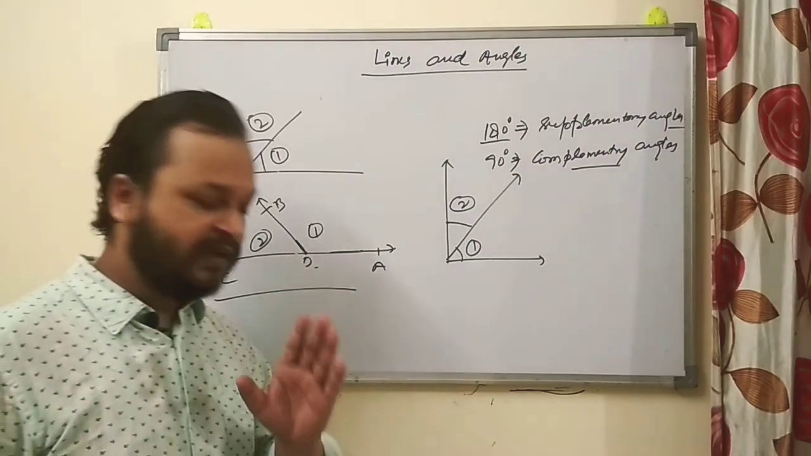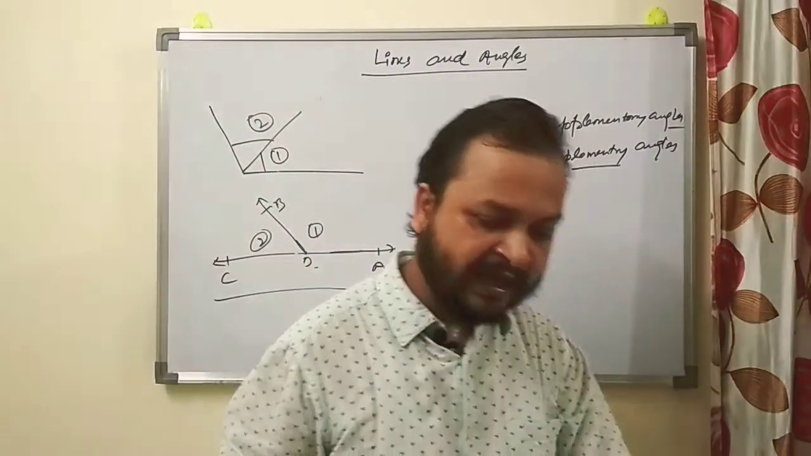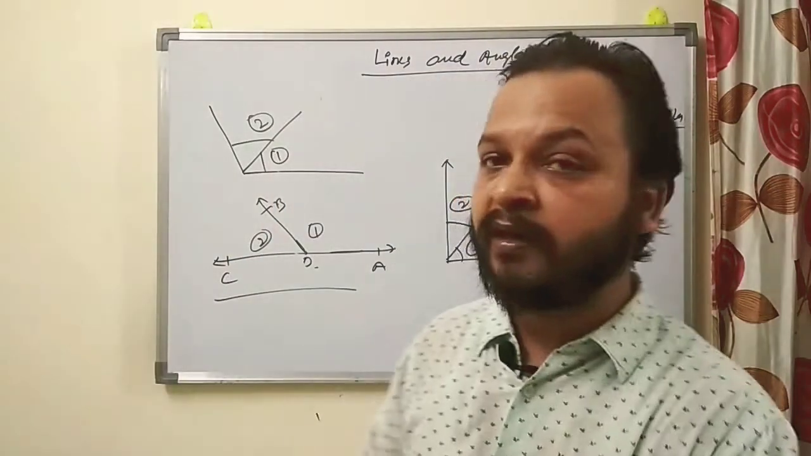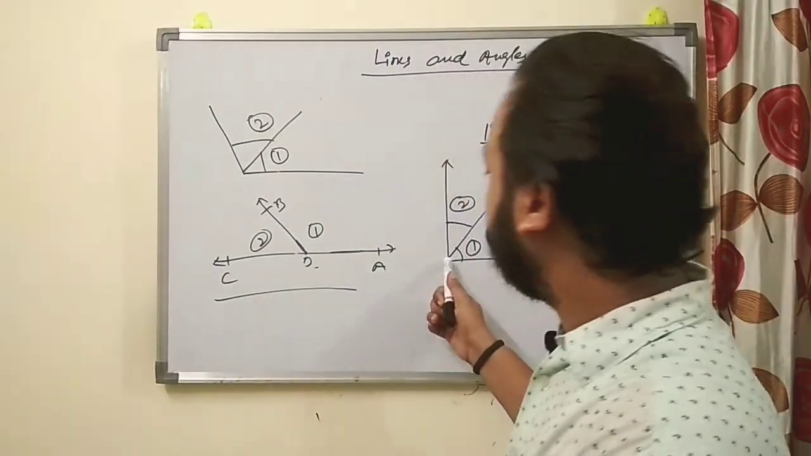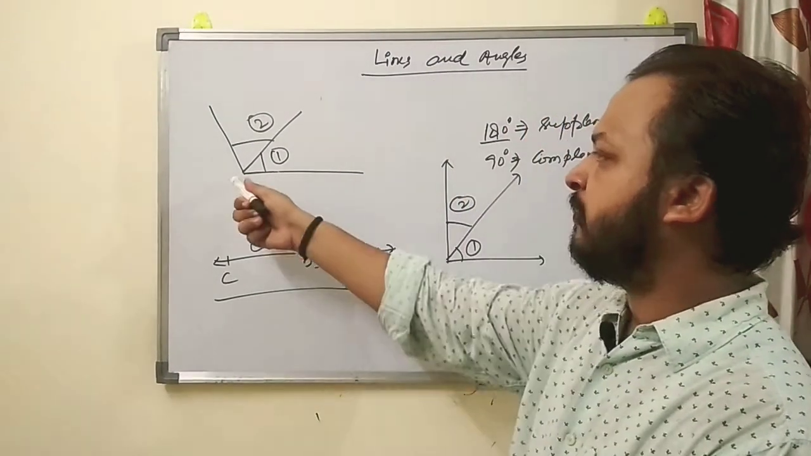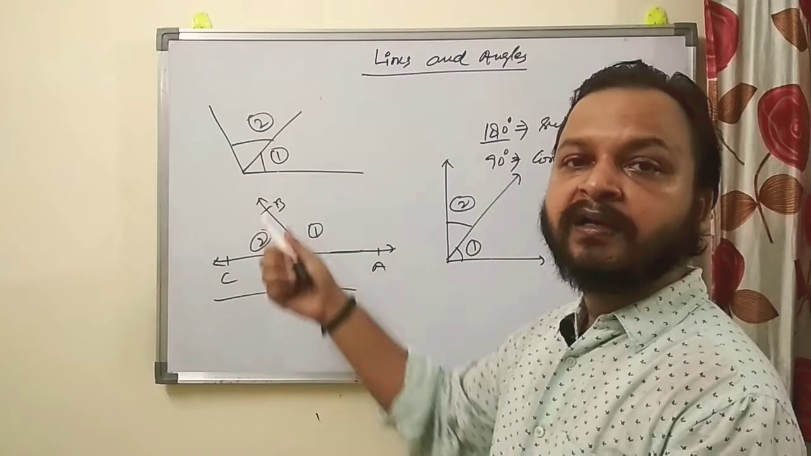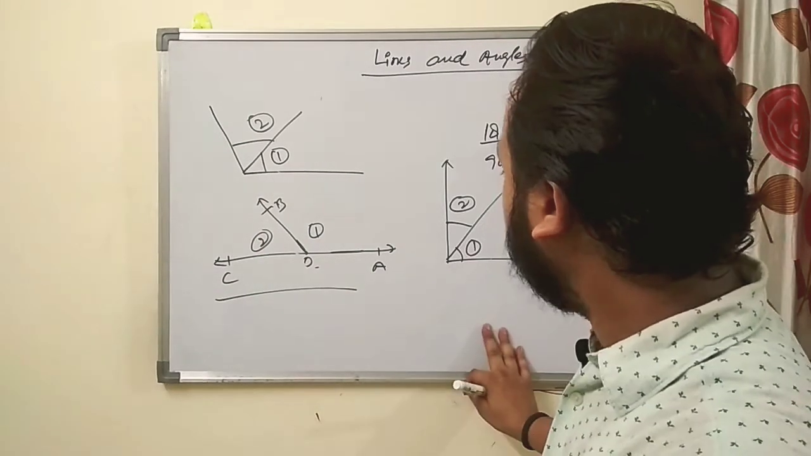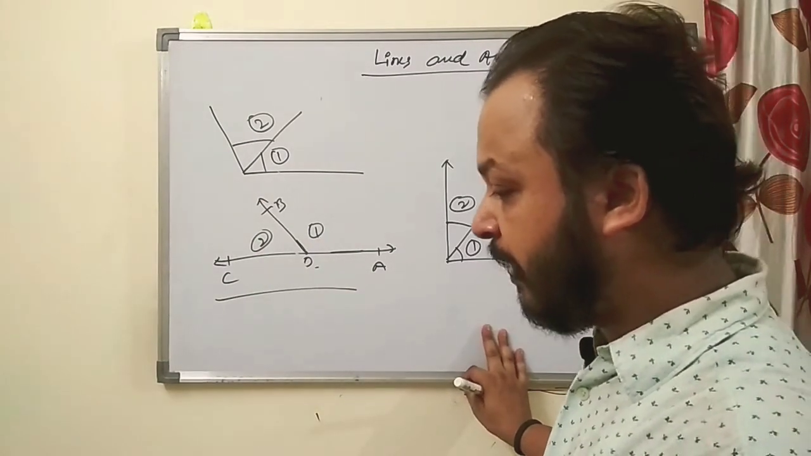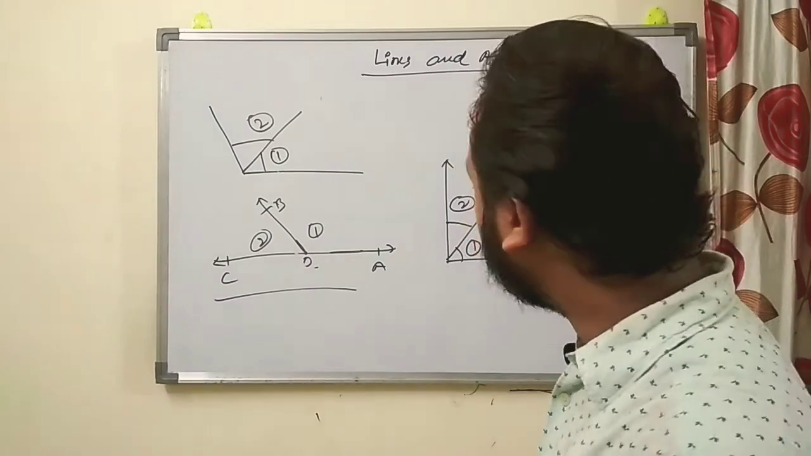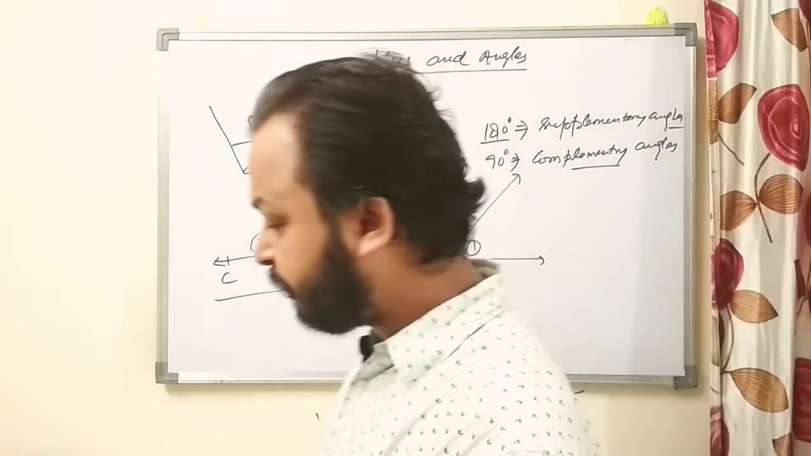So adjacent angles always have a common vertex, right? In this and in this case you can also see, right? So adjacent angles always have a common vertex, right?